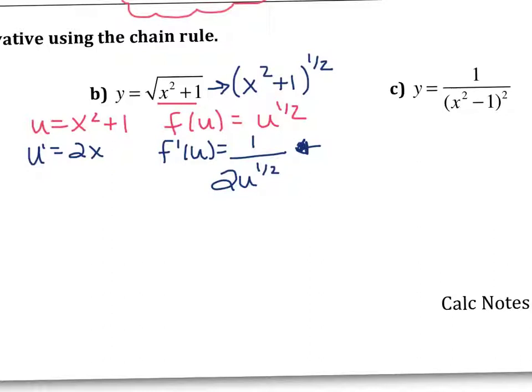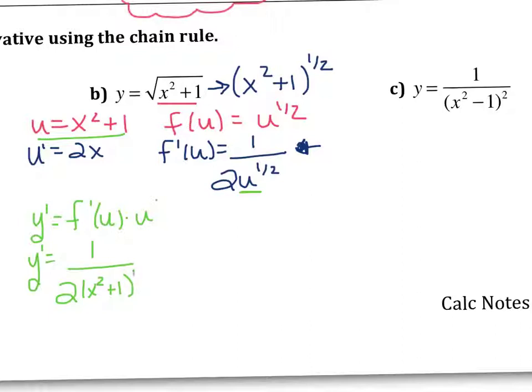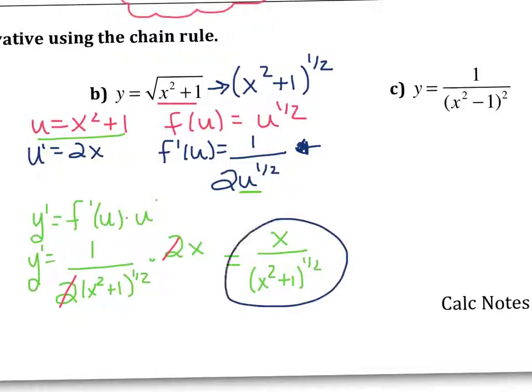Okay, now what we're going to do, we're going to find y prime. y prime is going to be equal to the chain rule, which is f prime of u times u prime. So y prime equals f prime of u, which is 1 over 2. Instead of writing u this time, I'm going to go ahead and substitute in what u is equal to, which is x squared plus 1 raised to the 1/2, and then u prime is 2x. So I'm going to clean this up, and as you can see, I have a 2 on the bottom and a 2 on the top. So those are going to cancel, and I'm left with x over parentheses x squared plus 1 raised to the 1/2, and that would be my answer.